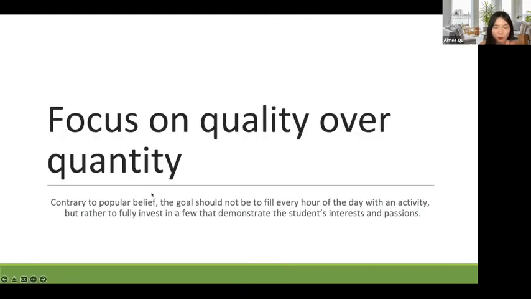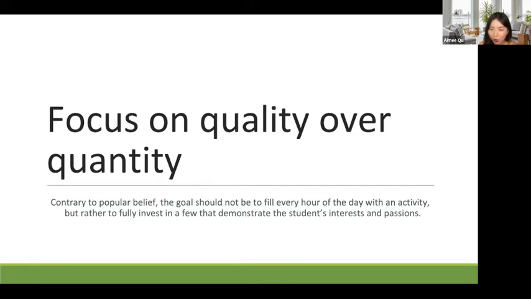So then what do we do? How can we correct this? One is focus on quality over quantity. Again, if you do 30 activities, but you are not invested in any of these activities, you're not a leader in any of these activities, then those activities don't hold much weight. If you can't articulate why these activities are meaningful, then it doesn't matter if you have 30 activities, if they're all quote unquote average activities.